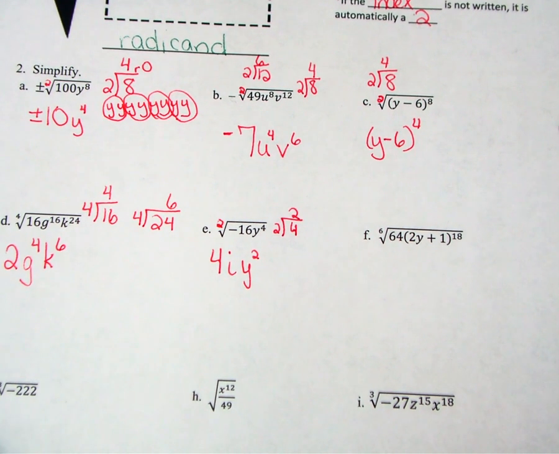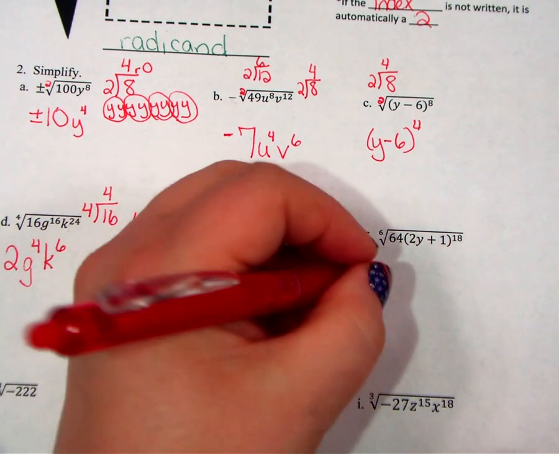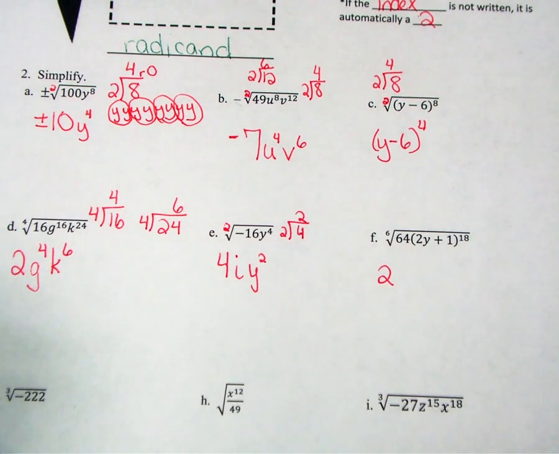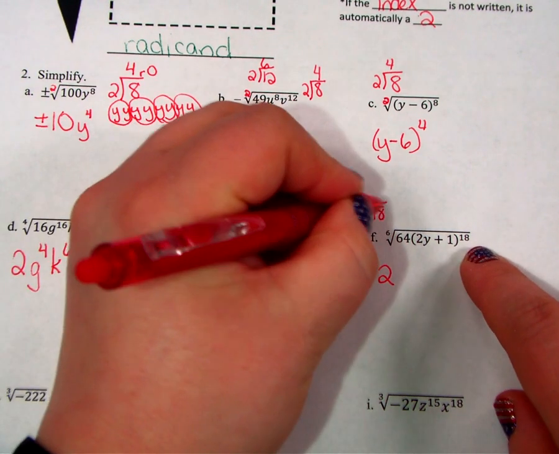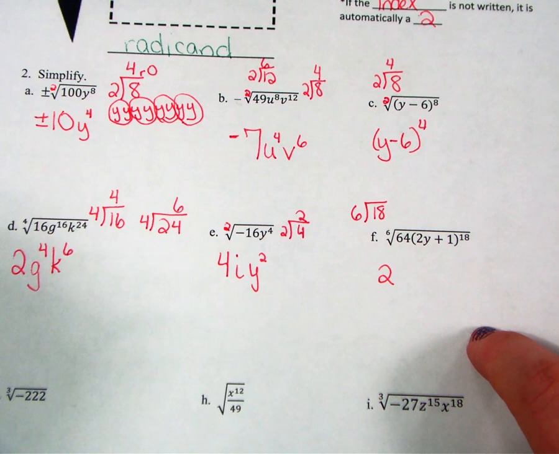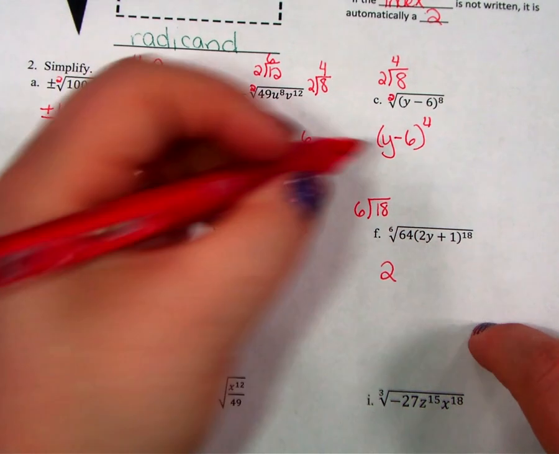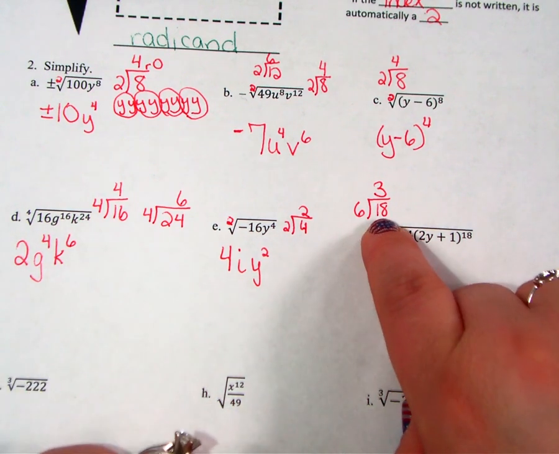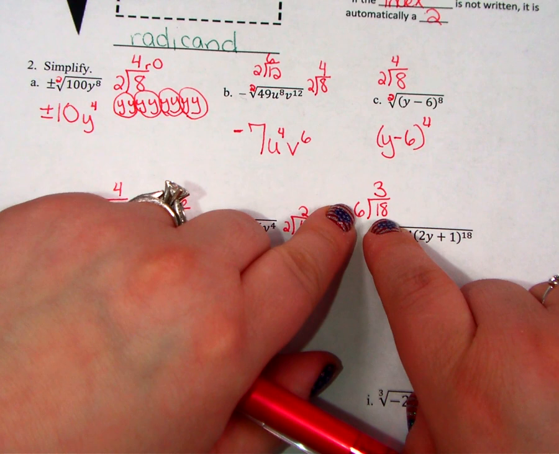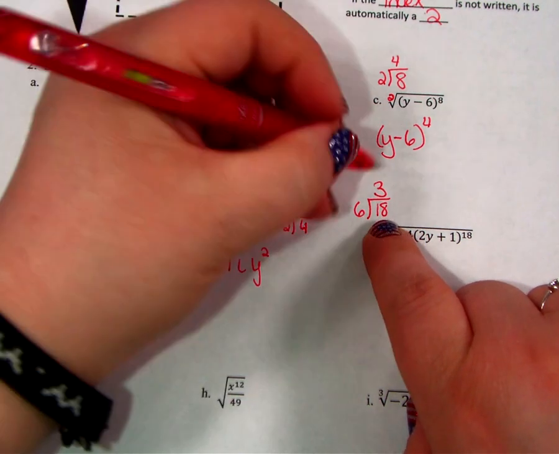Let's take a look at F. The 6th root of 64. Again, you know how to do that on your calculator with math option 5. You get 2. The exponent is 18. Divided by the index, which is 6. And the answer to that is 3. Now this is important because we had an even exponent, we had an even index, and the answer that we got was odd.